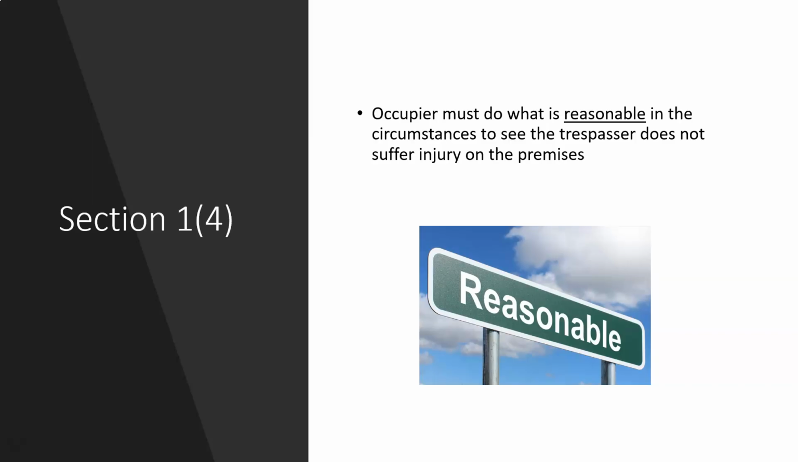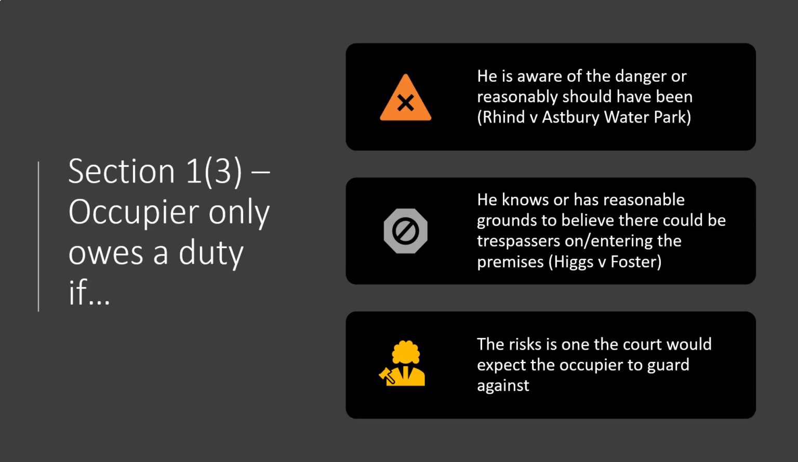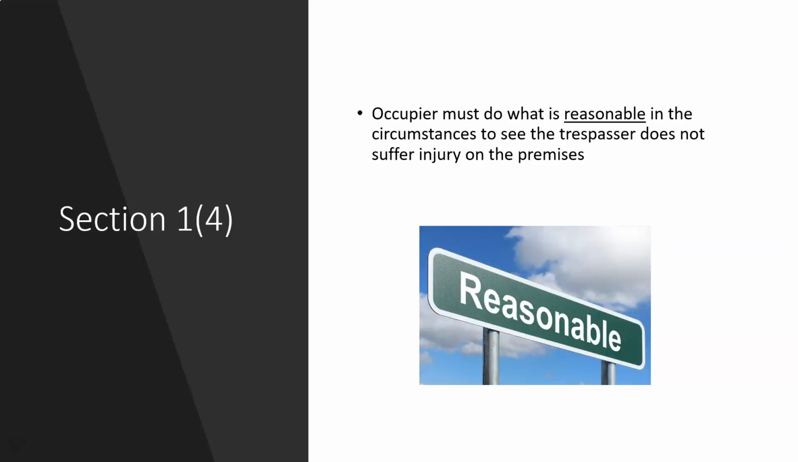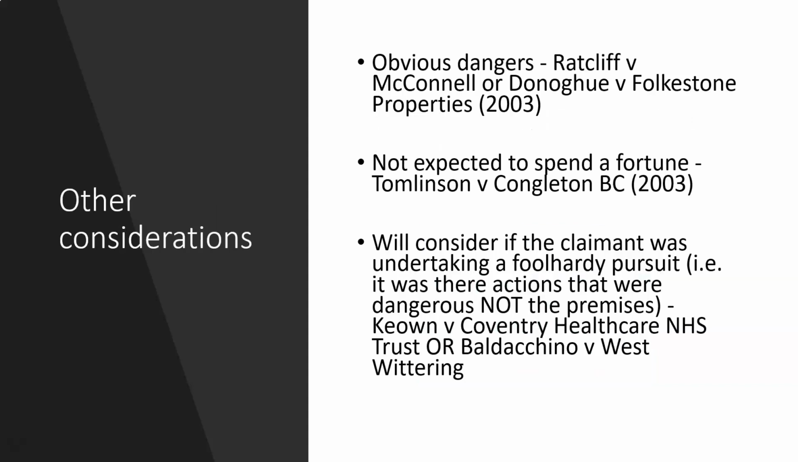The question then is, did they do what was reasonable? Even if you've got all these, they might still find that you did what was reasonable. But that's the question. The occupier must do what is reasonable. So it's very much the same as 1957, to make sure that the trespasser does not suffer injury on the premises. Remember, it's only injury. And in doing so, they will look at a range of other considerations.